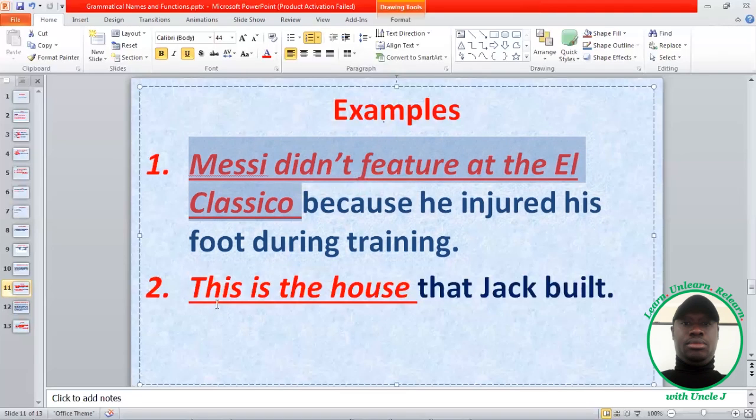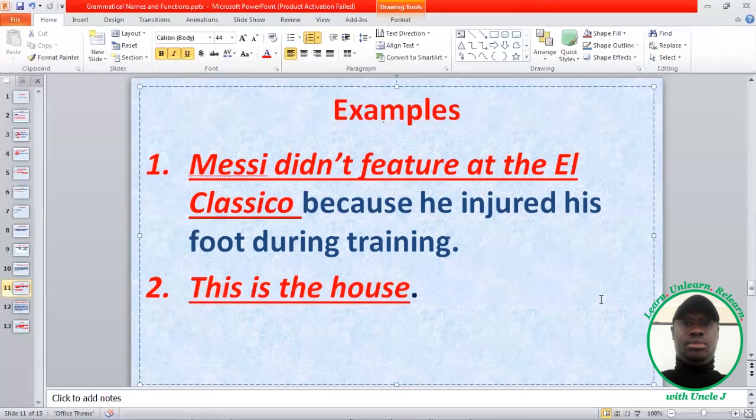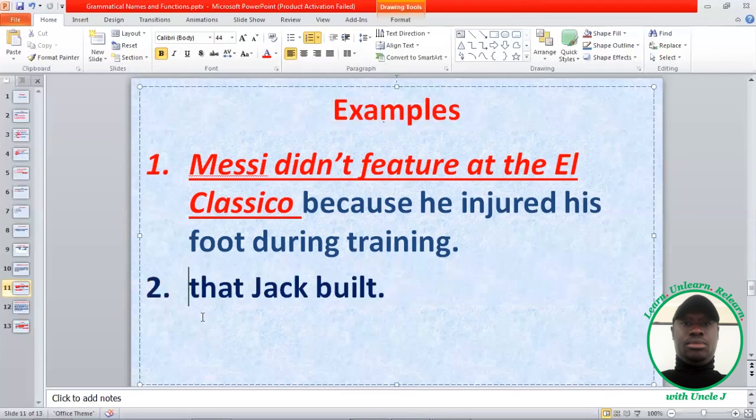This is the house that Jack built. This is the main or independent clause because the main sense, the real sense of the sentence is "this is the house." "That Jack built" is dependent on "this is the house" to make complete sense. With "that Jack built," you do not know what he built. But if you say "this is the house," it makes complete sense on its own. If you remove "that Jack built," it still makes sense. Remove this part of the sentence, "that Jack built," and it doesn't make sense.